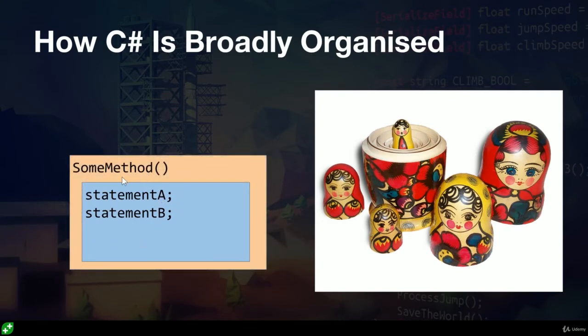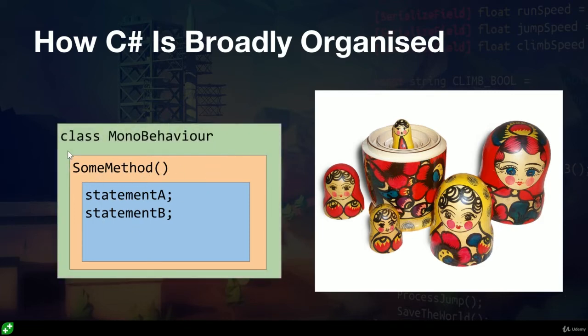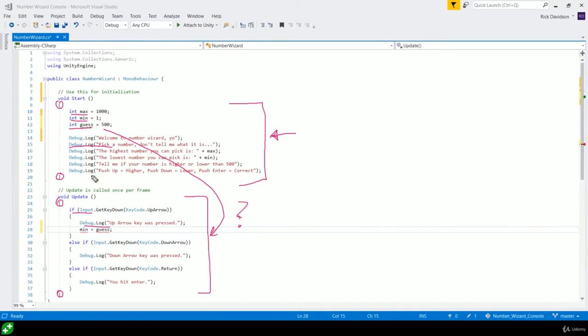We use the word method and the word function interchangeably. For all intents and purposes, they are the same thing for what we're doing. And our methods are grouped into a class. We can see back in our script here, the class, right up at the very top, public class. Our class is number wizard. That means at this level, everything within here is part of the class.